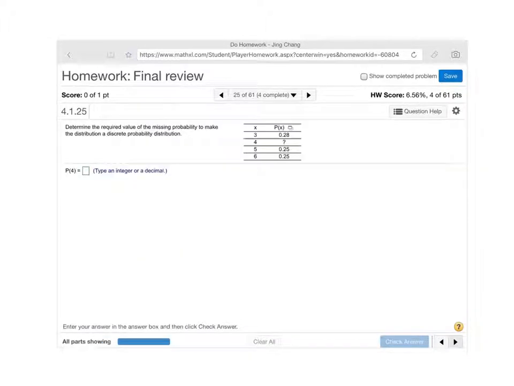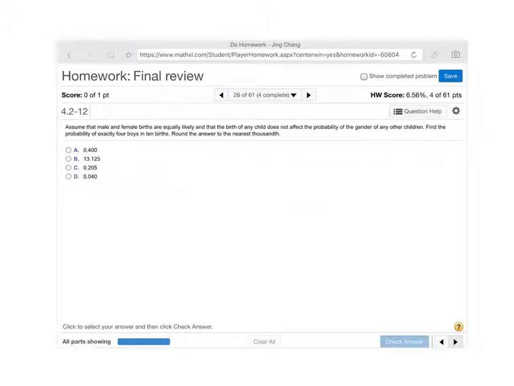Okay, so this problem is similar to the last one, but this time you're given the probability. You need to find the missing probabilities. Just use 1, subtract 0.28, subtract 0.25, subtract 0.25, because the probabilities in a probability distribution should add up to 1, like 100%. So if you're given the rest, just use 1 and subtract the rest, and that'll be the missing one.